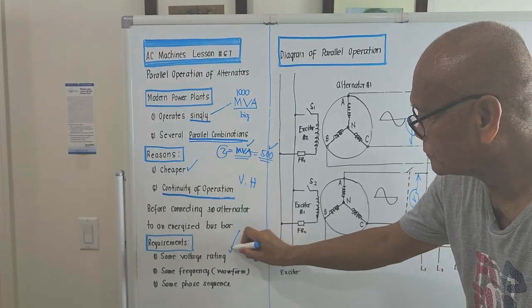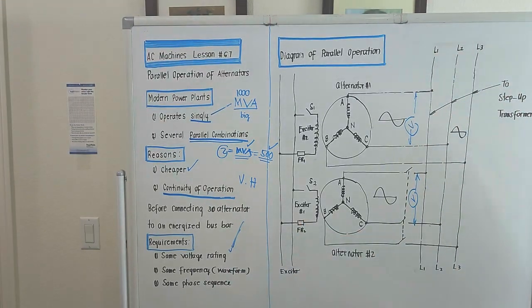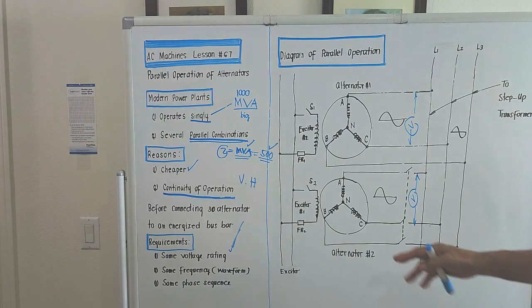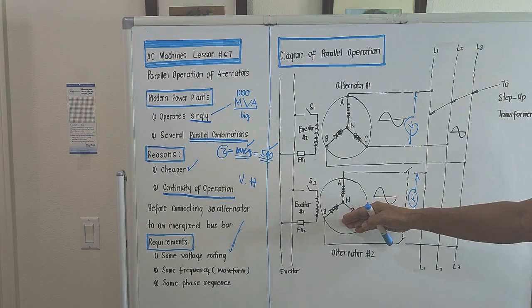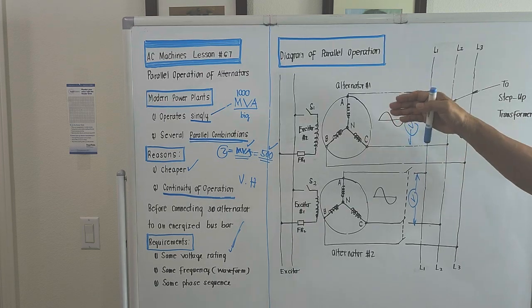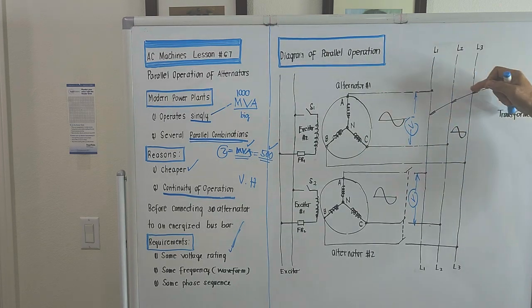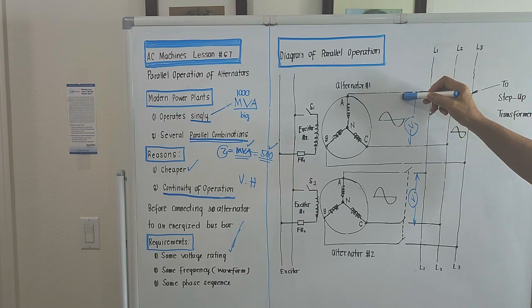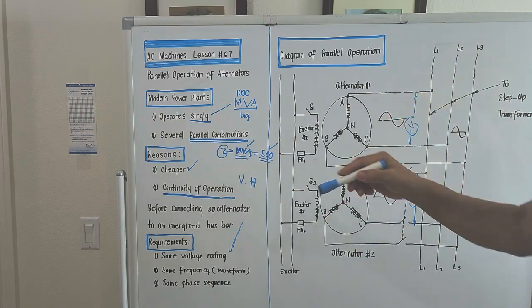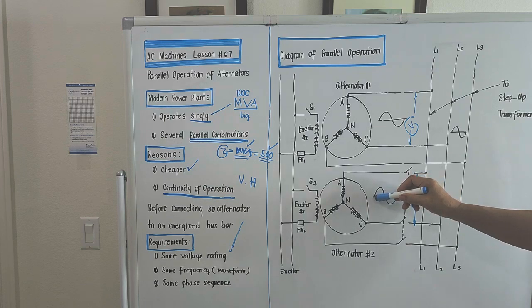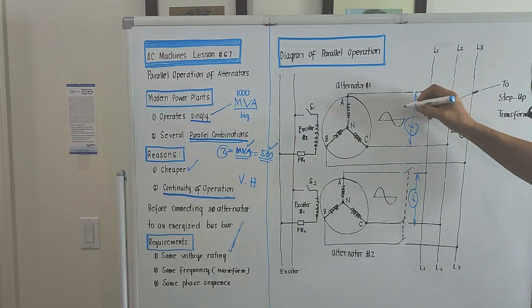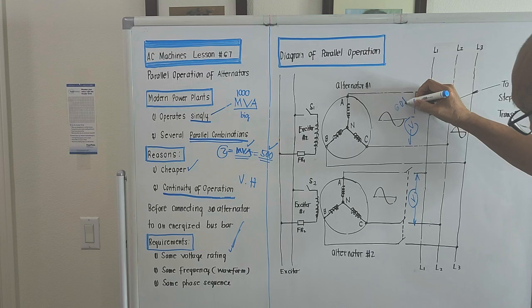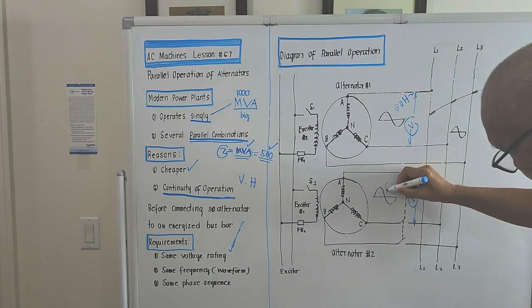Same voltage rating. The next requirement is the frequency of the incoming alternator should be the same as the frequency of the alternator that is already connected to the bus bar. Meaning, if alternator number 1 produces a 60 Hz sine wave, the frequency of the incoming alternator should also be 60 Hz sine wave. If this is 60 Hz, this should also be 60 Hz.